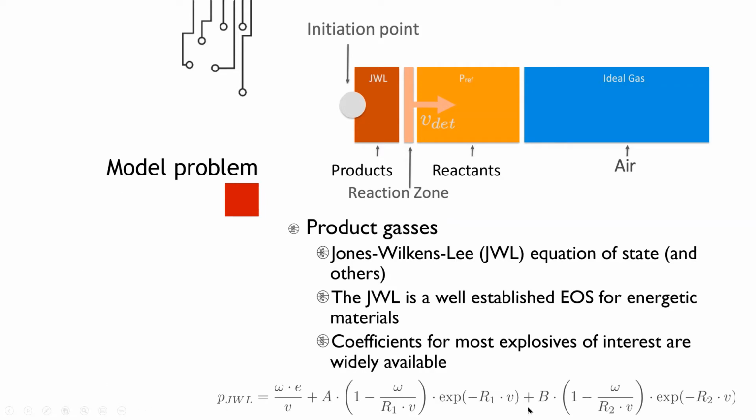So here is the equation for pressure. You can see it's pretty complex. So E here is going to be your internal energy, and then V is specific volume. And then basically everything else is a model coefficient. So we have omega, A, R1, B, and R2. So there's a lot of parameters that you can modify. And again, they're pretty readily available.